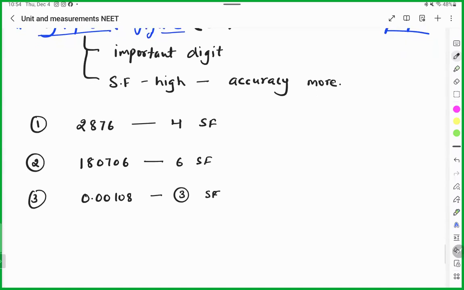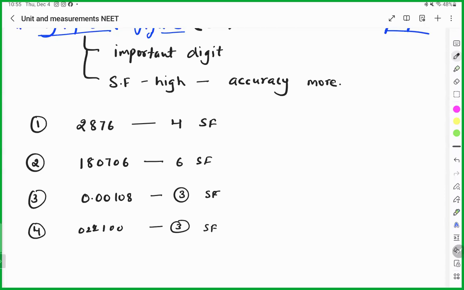And if you take 0 on the right hand side, still you will not consider it. Example, if you take 0.222100, what will be the significant figures in this case? 3. Because 0 on the left hand side and right hand side are not counted.